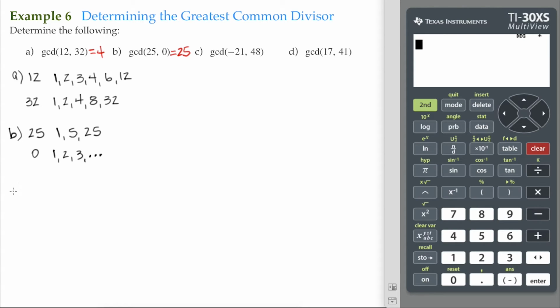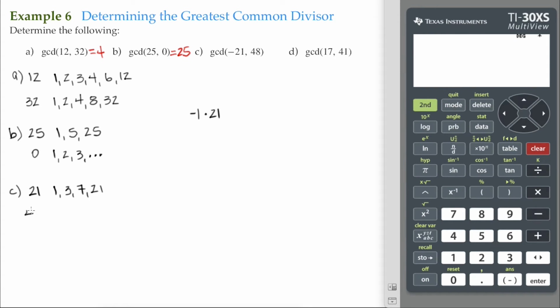For C, we have negative 21 and 48. Now keep in mind that when you have a negative integer, such as negative 21, that means negative 1 times 21. So all we really need to do is find the divisors of the positive result. So we're just going to find the divisors of 21. And it's 1, 3, 7, and 21.